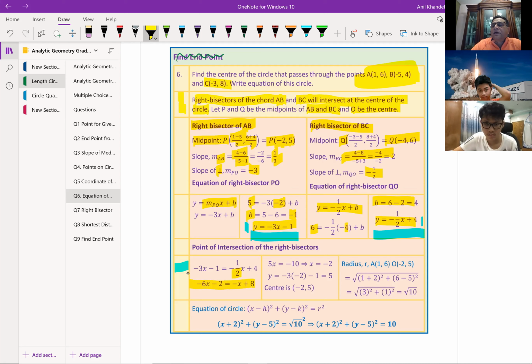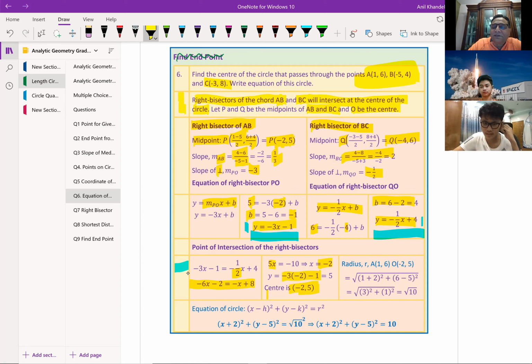So this is a very good strategy. So you get a linear equation without any fraction. And now you can just solve the equation getting the value of x. Once you get the value of x, you can substitute in any one of these equations and find the value of y, giving you the center of the circle itself.